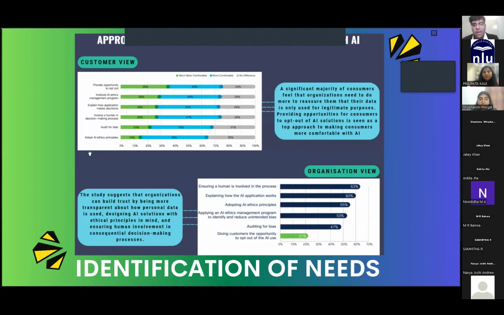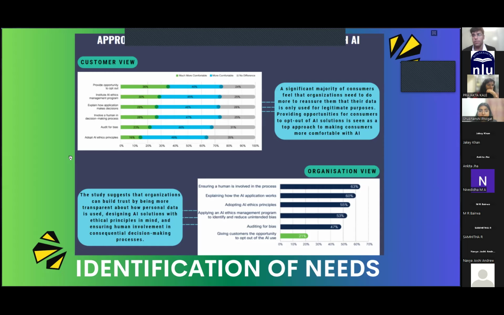So we need AI to be not only innovative, but also responsible and inclusive. I would like to cite a recent study by Cisco, which found that 92% of consumers feel that organizations need to do more to reassure them that their data is only used for legitimate purposes, and 36% of consumers chose to opt out of AI solutions to make themselves comfortable with AI. So this study suggests that organizations need to be more trustworthy. They need to encompass robustness, fairness, explainability, compliance, and there should be more transparency. I would like to cite another report on bias in algorithms by the European Union Agency, which analyzes the challenges and the potential solutions to address biases within AI systems.